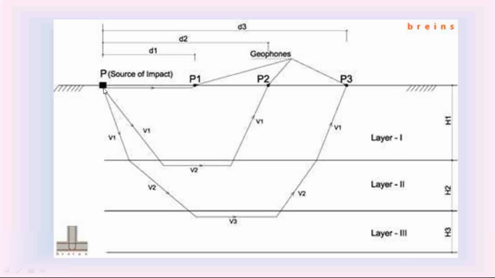From this source, the shock waves are traveling with different velocities. When the shock wave is traveling in the first soil layer, the velocity is v1. When it travels in the second soil layer, the velocity is v2. Observe this diagram. This is the first shock wave, traveling in the first layer with velocity v1. When it enters the second soil layer, the velocity becomes v2. Since the soil changes, the velocity also changes.